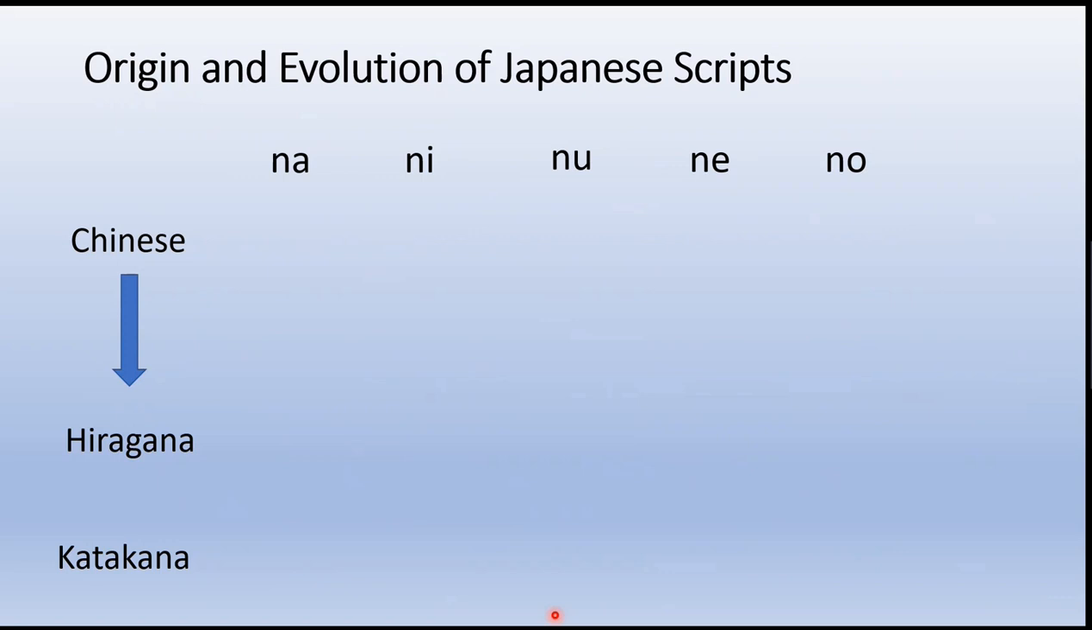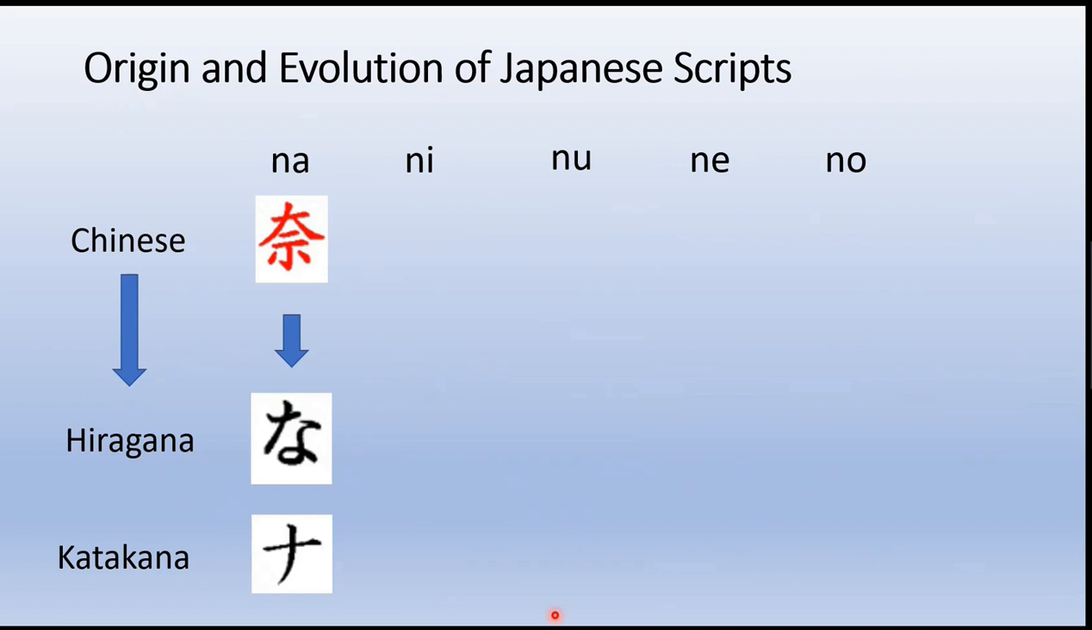In the last lesson, we studied about these sounds. So this is the na sound, and combined with the 5 vowel sounds, we have na, ni, nu, ne, no. Now let us see the symbols for this. This is the na symbol in Chinese. Now here are the symbols, corresponding symbols in Hiragana and Katakana.